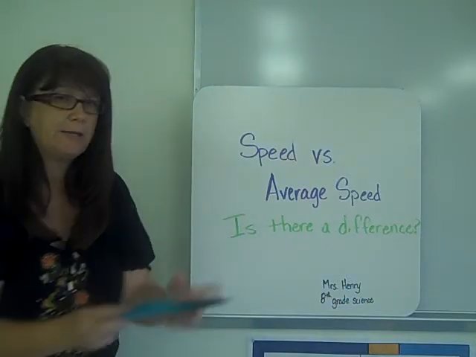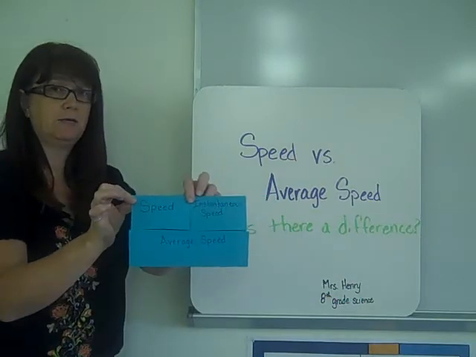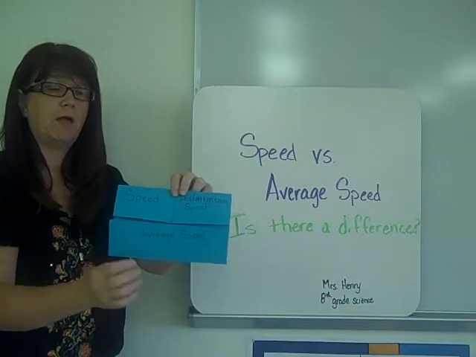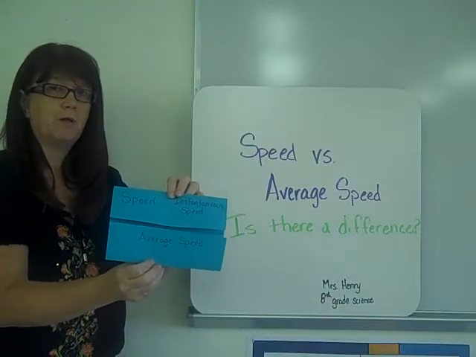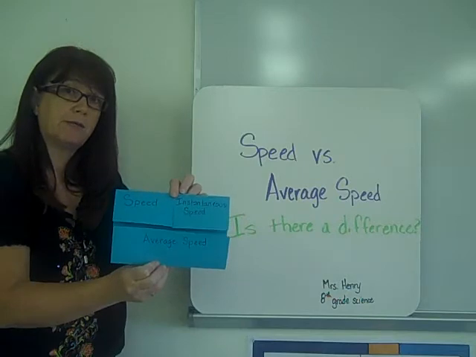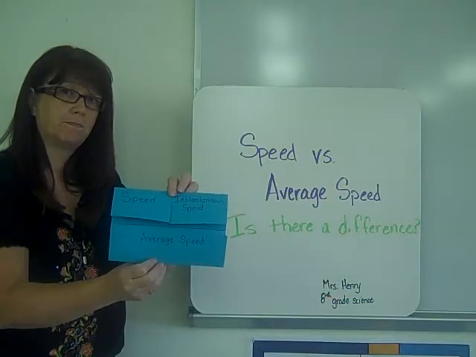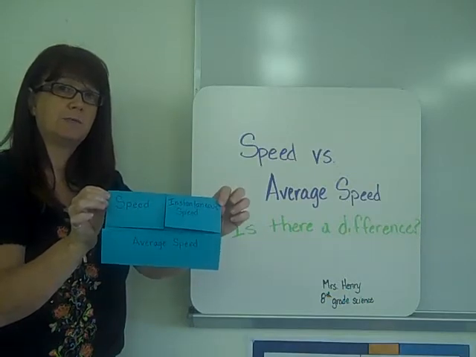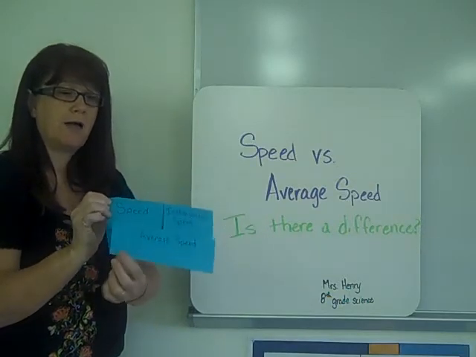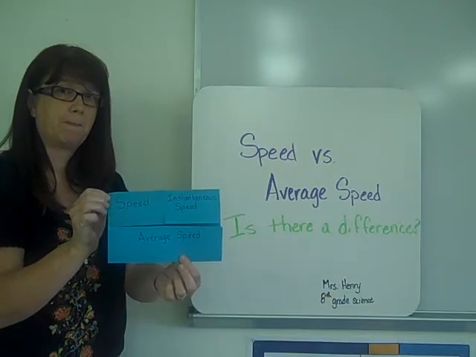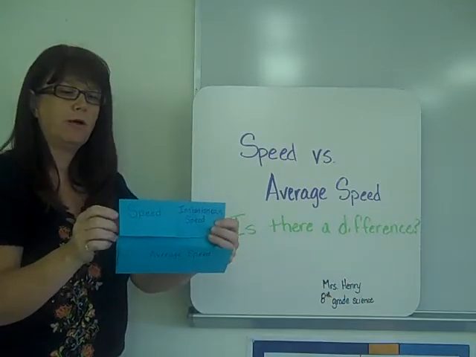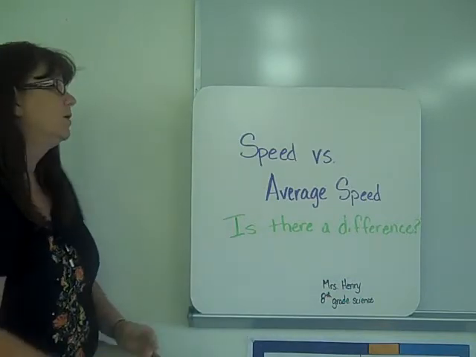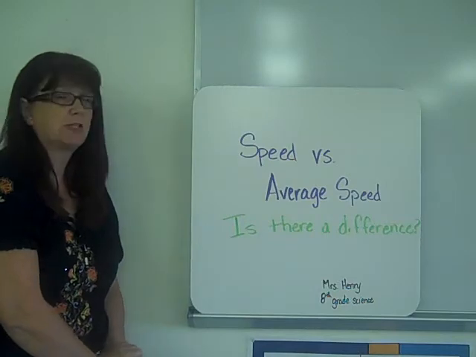I want you to label it like this: speed, instantaneous speed, and velocity. These will be the 3 things that we will discuss in this video presentation. So speed, instantaneous speed, and average speed. Okay? You can go ahead and open up the flap for speed because that's where we're going to start. Alright? So speed versus average speed.